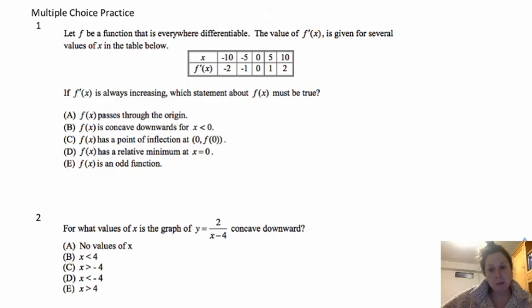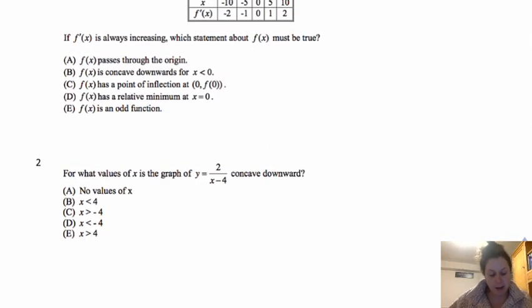So, all right, multiple choice. A lot of these are pretty straightforward. This one, there was an error on the key, so make sure you look at the remind I sent you. It should have been E.